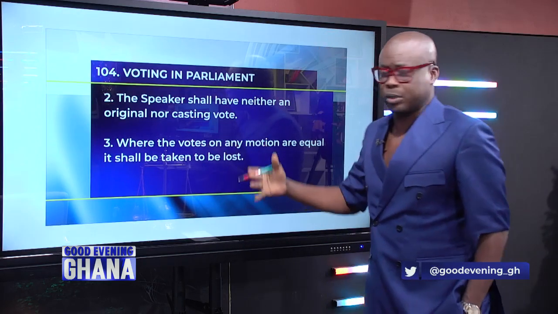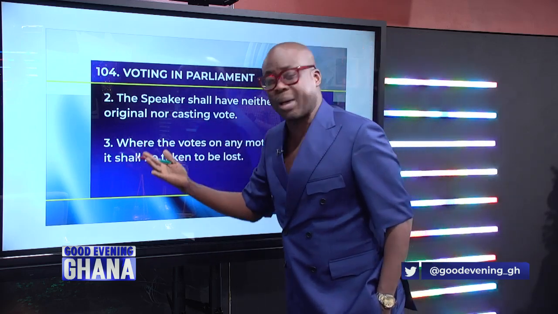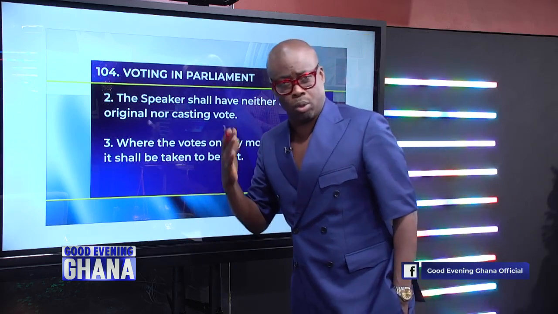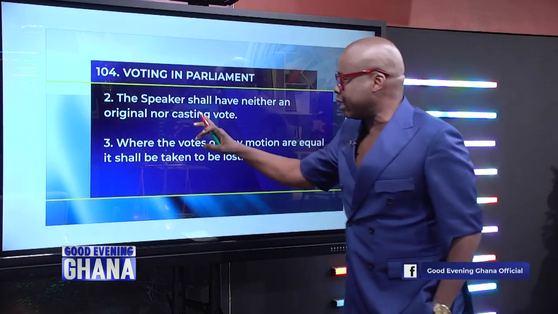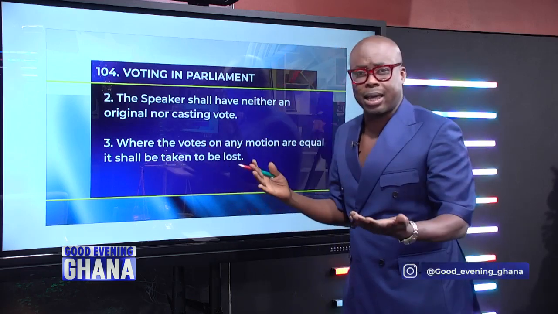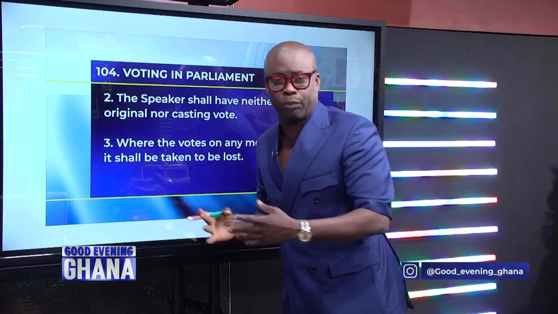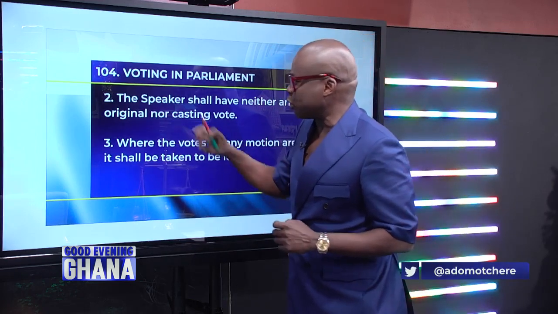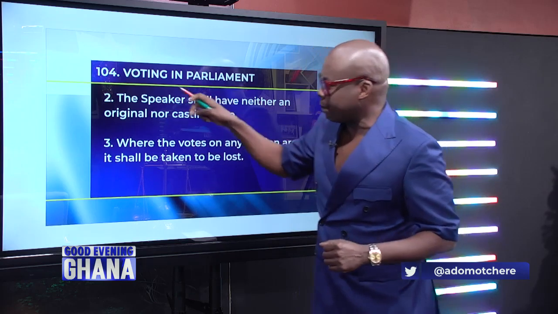So what's an original vote? An original vote is that in certain parliaments, the Speaker is given the right to vote. Either originally or, in most parliaments, the Speaker is given the right to have a casting vote. That casting vote means where there's a tie in the vote, the Speaker is allowed to vote in certain jurisdictions. Quite clearly, in Ghana, that privilege was to be excluded from somebody called the Speaker.